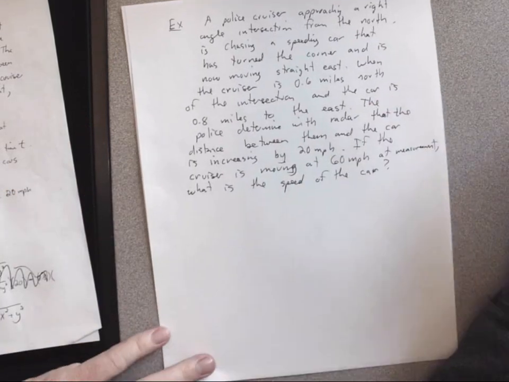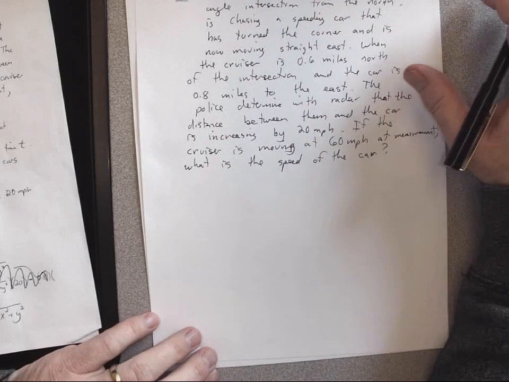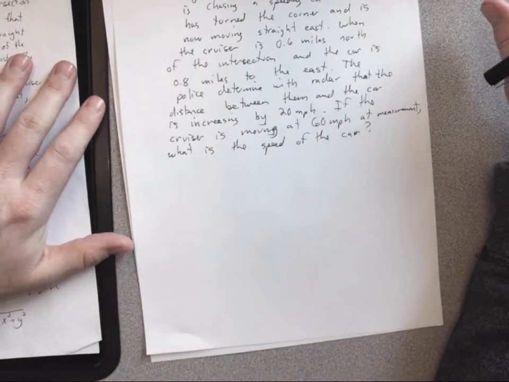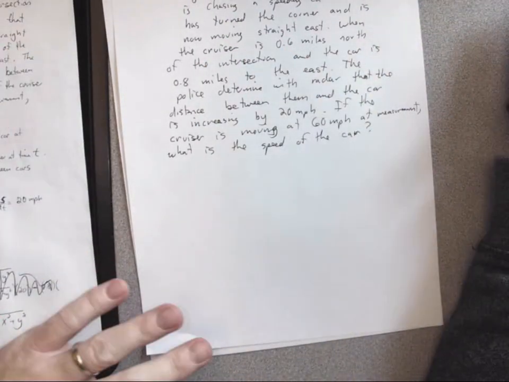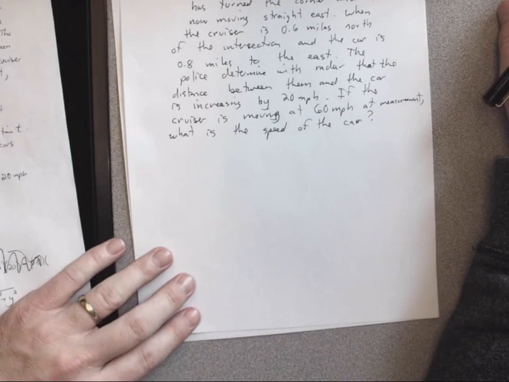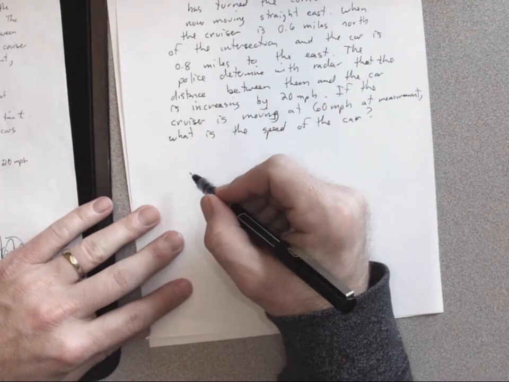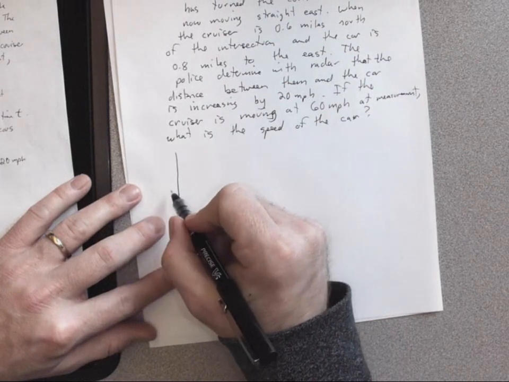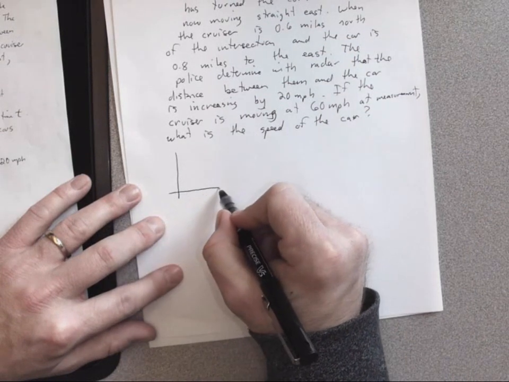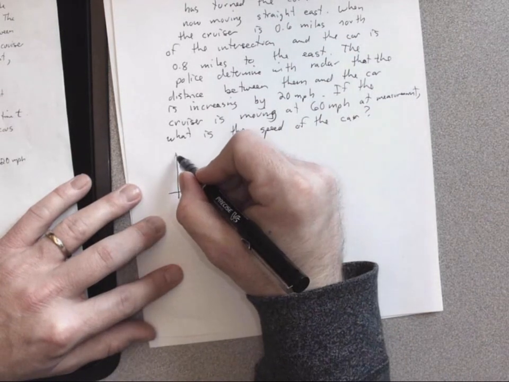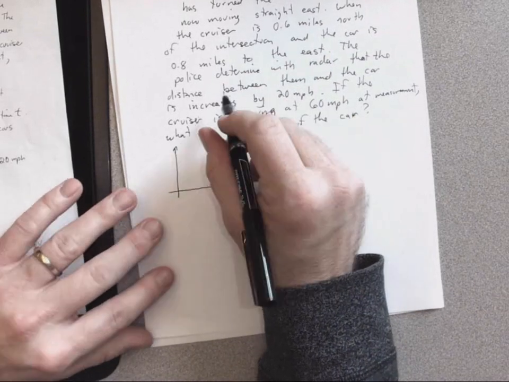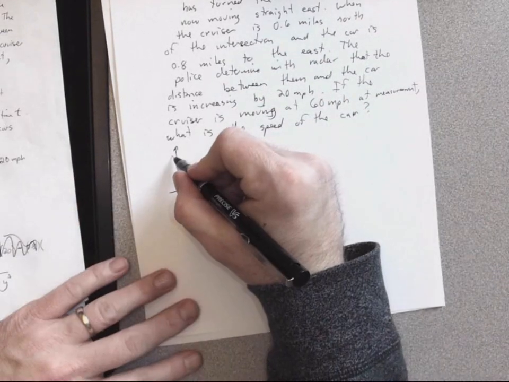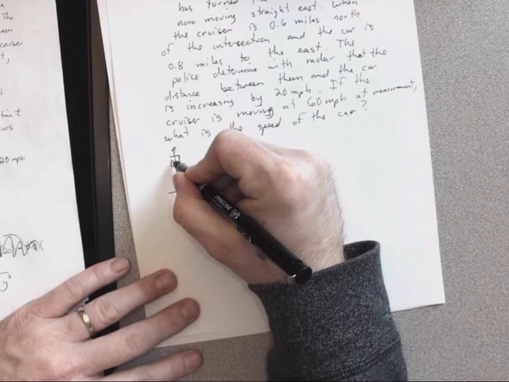Okay, whew, that's a big one. What we're going to do is draw some pictures. All that information, unfortunately, was needed so we can nail the picture just right. So what we have is a car coming from the north and another car going east. We have our two cars. Here's our police car.